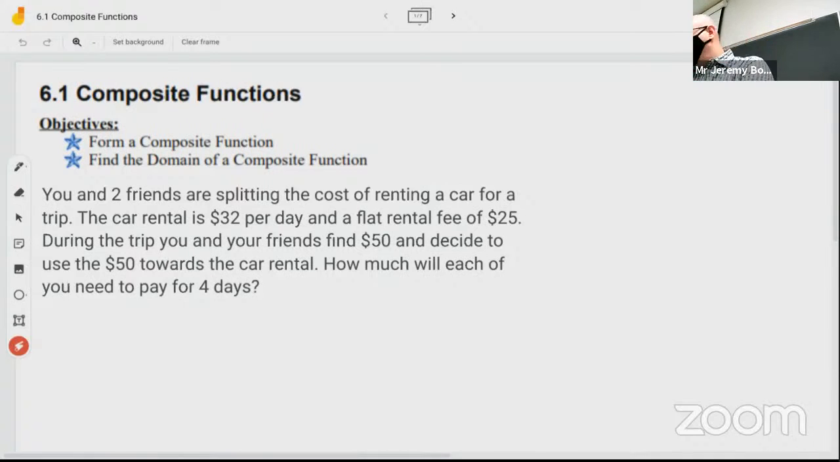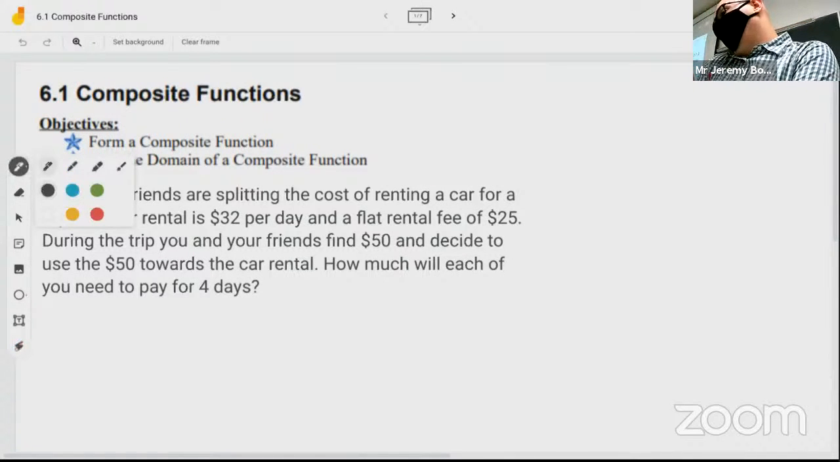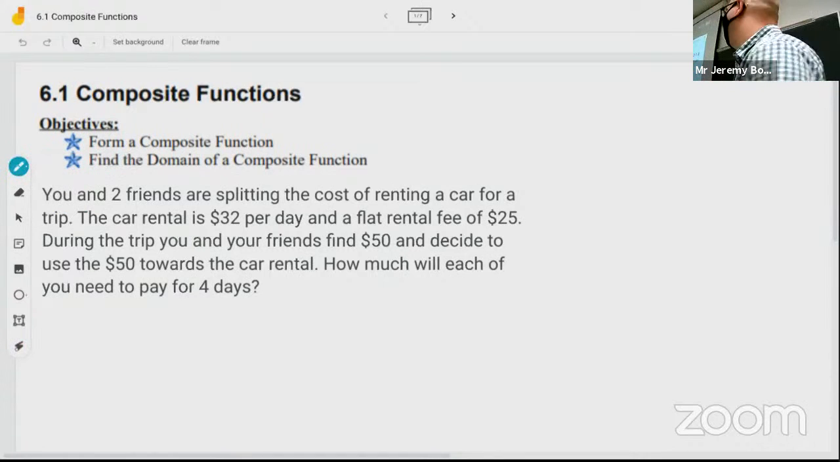So if you were working this problem, or if I was working this problem, and I wasn't thinking about composite functions or anything, how would you figure out how much you would all need to pay?